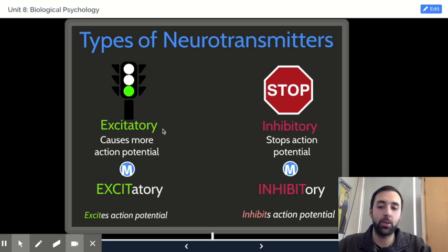When I look at the word excitatory, it reminds me of the word excite. When you're thinking about getting excited, or you think about the phrase excites action potential. And then alternatively, the word inhibit means to stop. Again, inhibitory neurotransmitters slow down or stop action potentials from occurring.